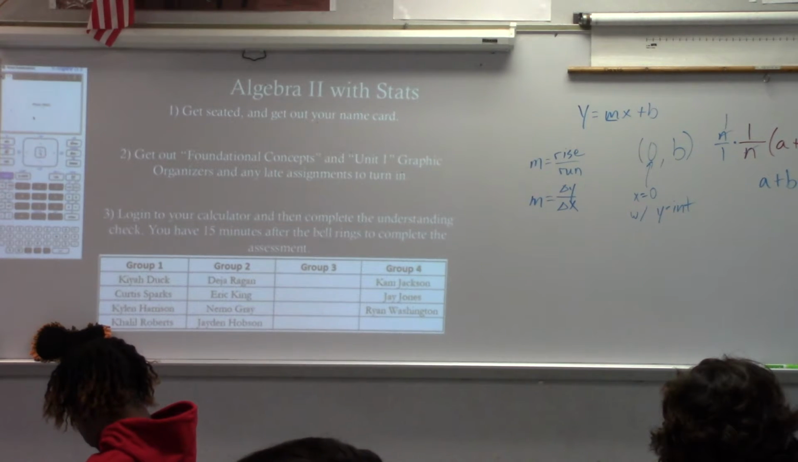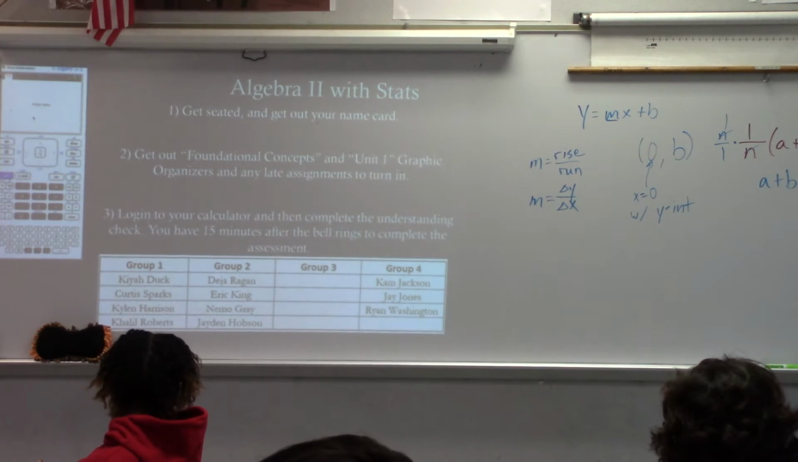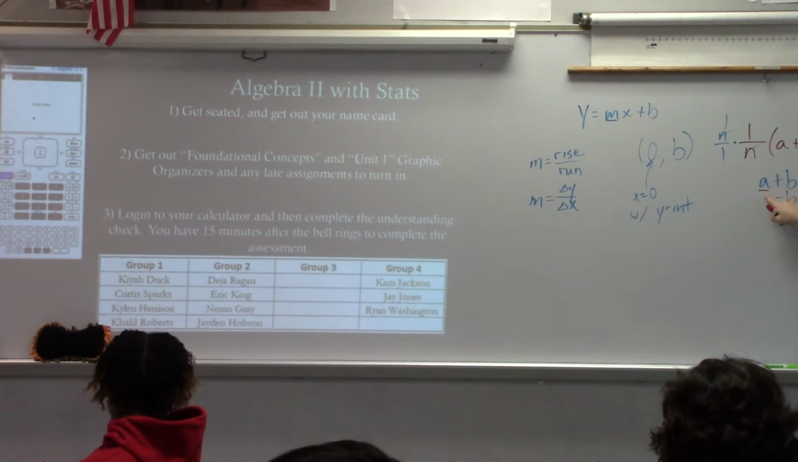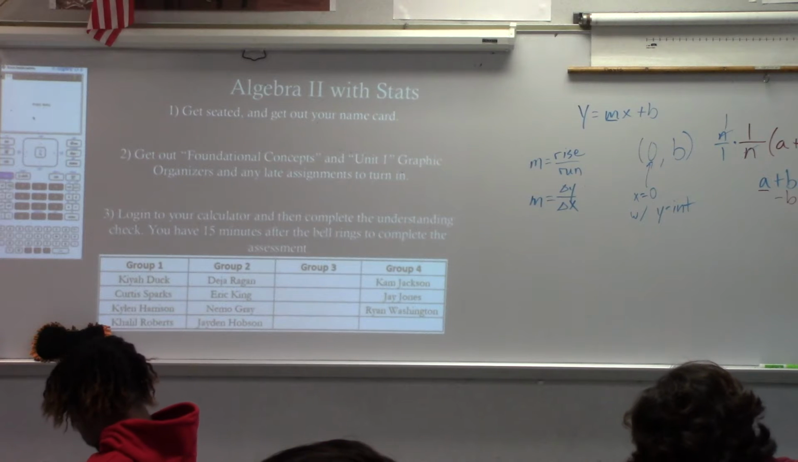I don't need to divide by b. Subtract bx, right? Both sides. I'm trying to solve for this a. What's happening to a is being added by bx, so I'm going to subtract bx. Notice I'm making it 0. Just 2 steps.